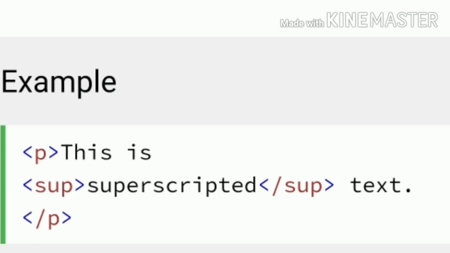You can run this program. You can see the output: this is superscripted text. It is given at the top of the element. This way the programs are run.